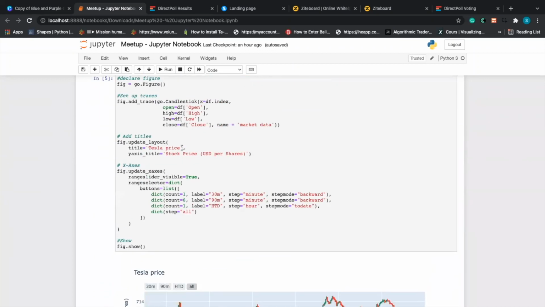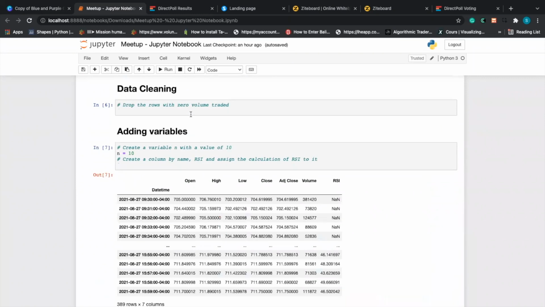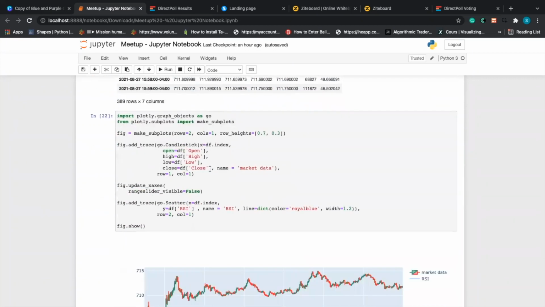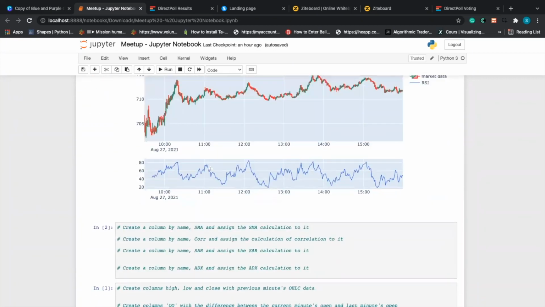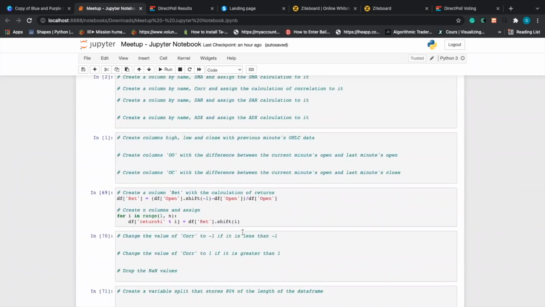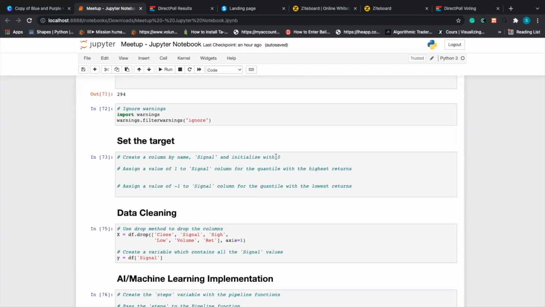So first step, download the market data. After that, we're just going to quickly visualize the data that we downloaded. After that, a little bit of data cleaning. We are going to add different variables in order to give as much information to the robot. I'm going to go much more in depth about all the different variables that we are going to add to the robots.